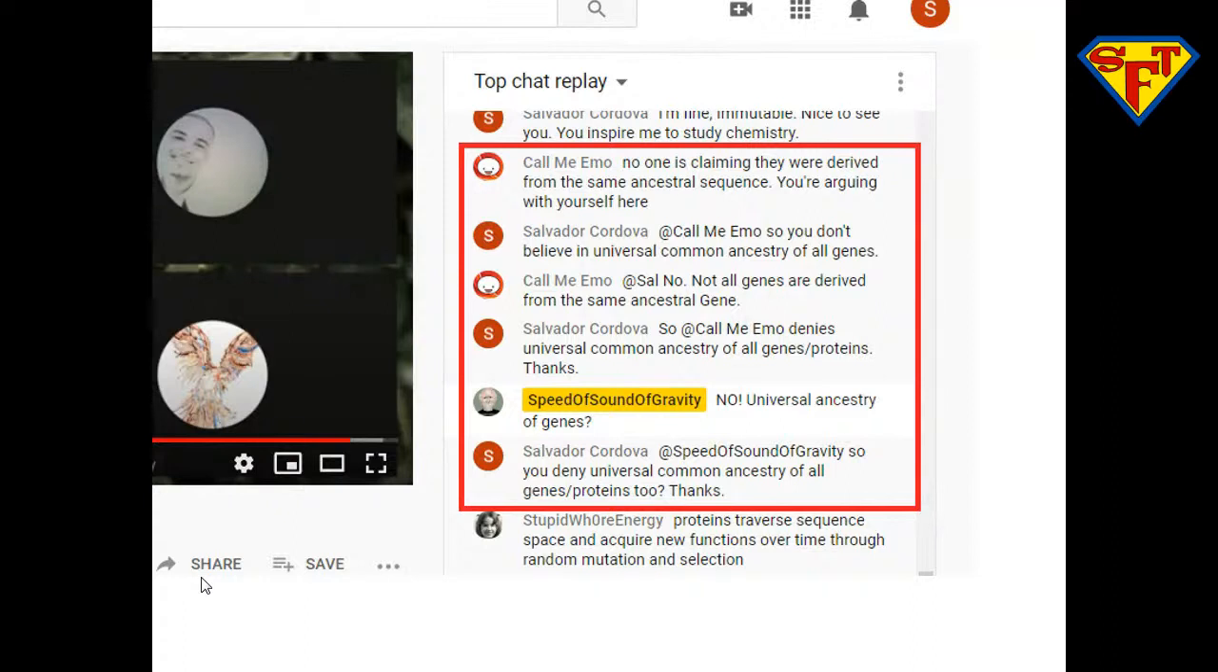But anyway, I responded, "So you don't believe in universal common ancestry of all genes?" And Emo said, "No, not all genes are derived from the same ancestral genes." Awesome. And Emo denied. So I said, "Emo, Call Me Emo denies universal common ancestry of all genes, proteins. Thanks." Speed of Sound agreed: no universal common ancestry of genes. And so I just kind of rubbed it in. I said, "So you deny universal common ancestry of all genes and proteins too. Thanks."